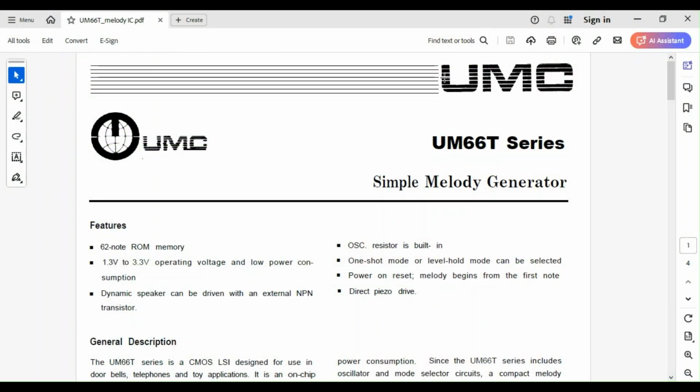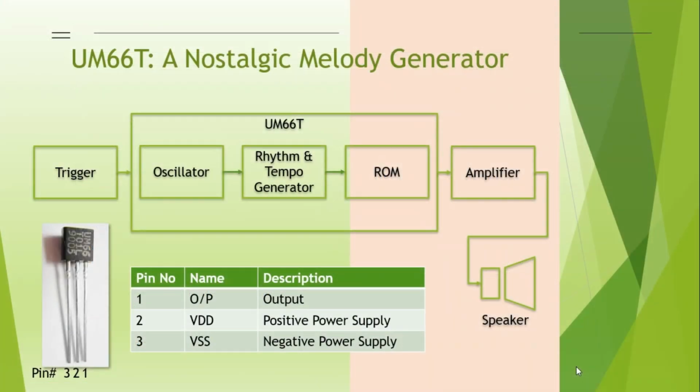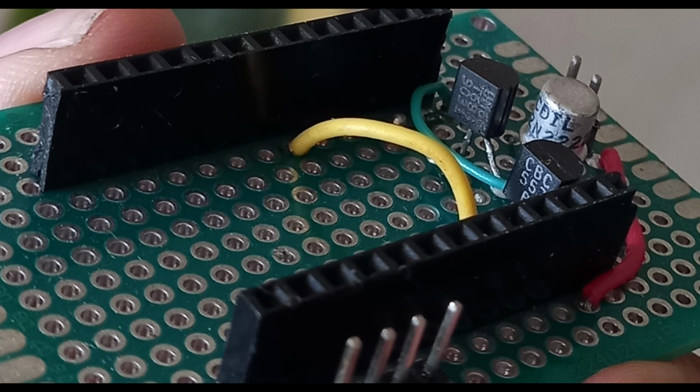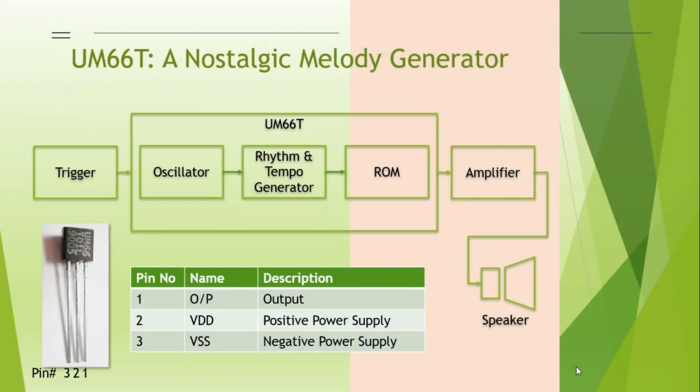The UM66T is a CMOS LSI designed for music applications and has an on-chip read-only memory containing a musical tune. The device has very low power consumption, around 180 milliwatts, as it is fabricated using the CMOS process. The IC includes a built-in oscillation circuit, so a compact melody module can be constructed with only a few additional components. The UM66 IC has three major function blocks inside it as shown.